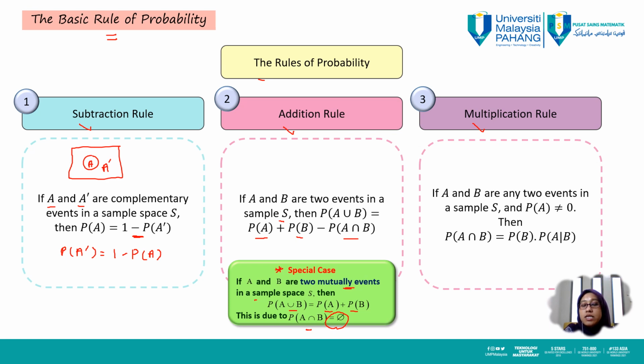And lastly, multiplication rule. If A and B are any two events in a sample space S and P(A) is not equal to 0, then probability A intersect B is equal to probability A multiply with probability B given A.